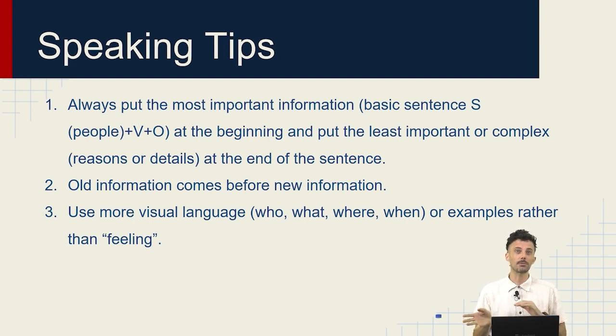Okay, old information comes before new information, and use more visual language, the who does what, where, and when, or examples rather than feeling. And also one other tip I would add to this, never use me in a sentence. I is okay, because I introduces a topic, but in English, me sounds more selfish. Like, these things happen to me, I have no control. But if you have I at the beginning of the sentence, it's good.